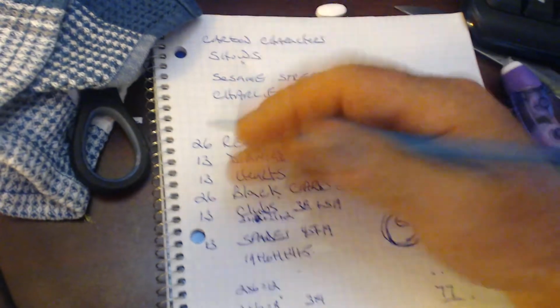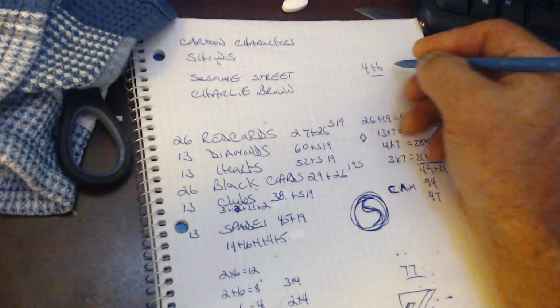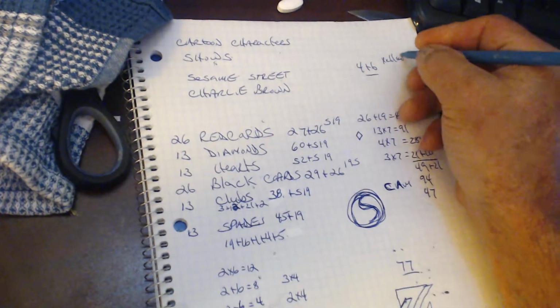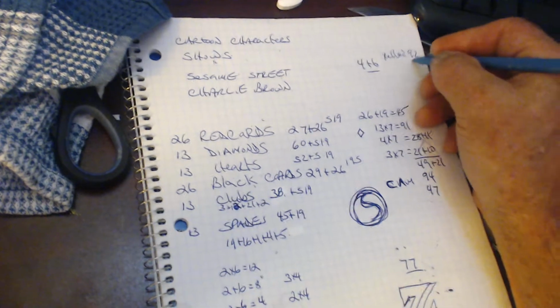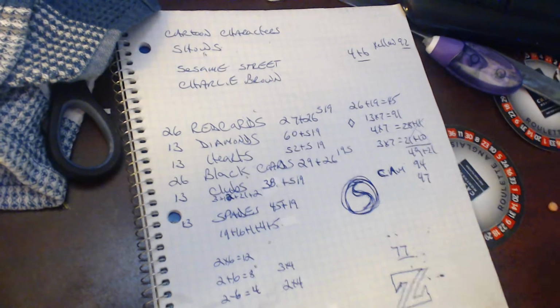If it's a number 4 and 6, it's funny that 4 and 6 are both yellow in the two different racings, and yellow is 92, where black is 29. Okay, we're going to leave it at that.